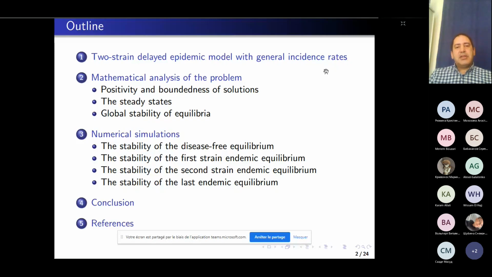After that, I will show the theoretical result of the stability of the first strain endemic equilibrium. The third part will be the stability of the second strain endemic equilibrium. The last part of this numerical simulation will be the stability of the last endemic equilibrium. The conclusion will be in the fourth part, and I'll give some references.